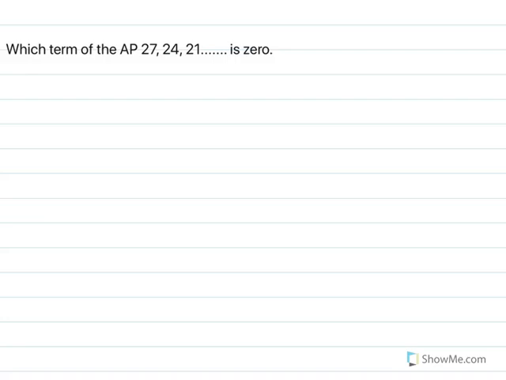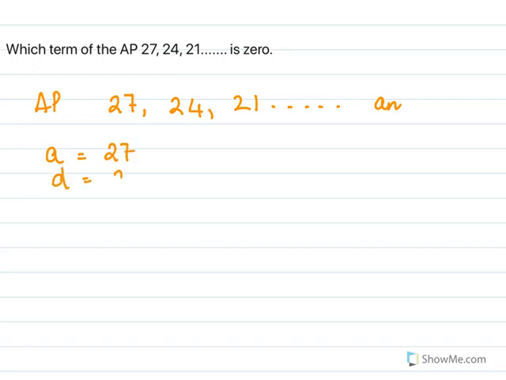Which term of an AP is 0? So the AP now is 27, 24, 21 and so on. We know that the first term is 27. D is the common difference, that is 24 minus 27, that is minus 3. And we have to know which term, meaning AN is equal to 0.